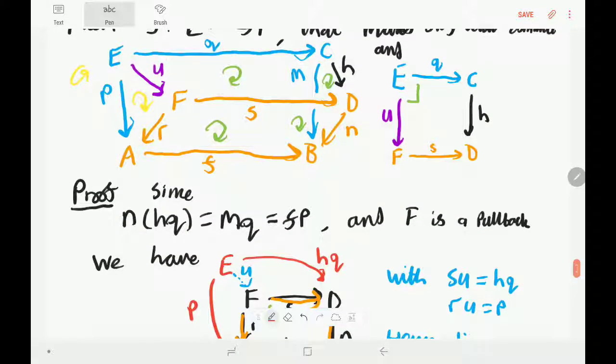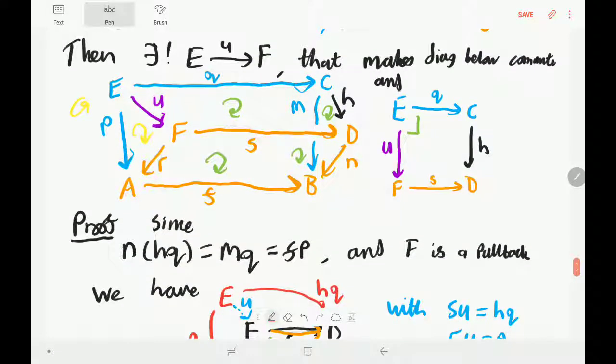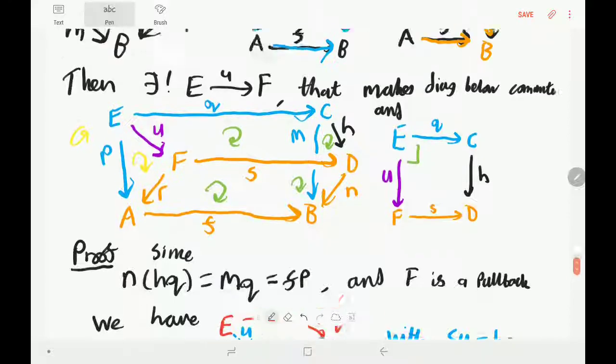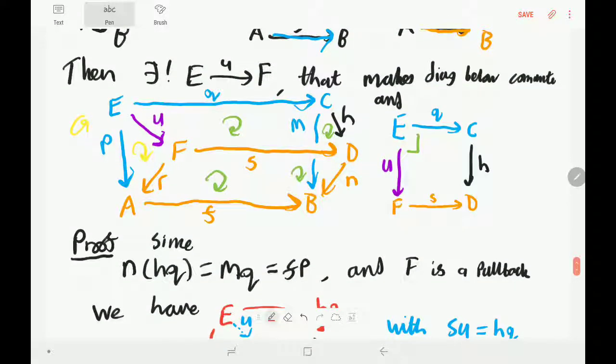So how can we get this result? Well, NHQ is going to equal MQ because NH equals M from this triangle. And then MQ from this middle pullback square equals FP. So NHQ equals FP.